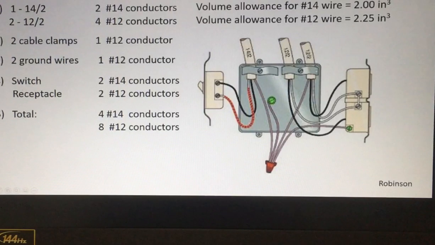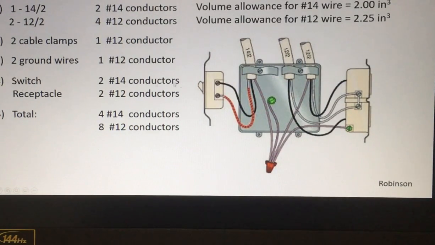So we're looking at this. We have 14-2, so we have 2 conductors. We got 2 12-2s, so we have 4 conductors. Cable clamps count as 1, and that's the largest conductor in the box, so it's number 12. All our ground wires count as 1, but they're the largest conductor, and the largest ground wire in the box is number 12.